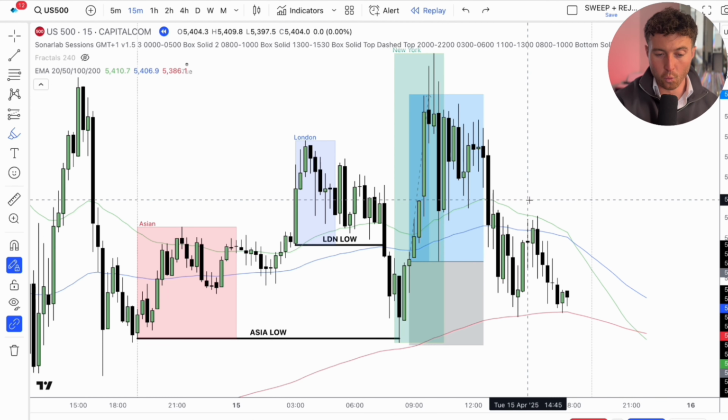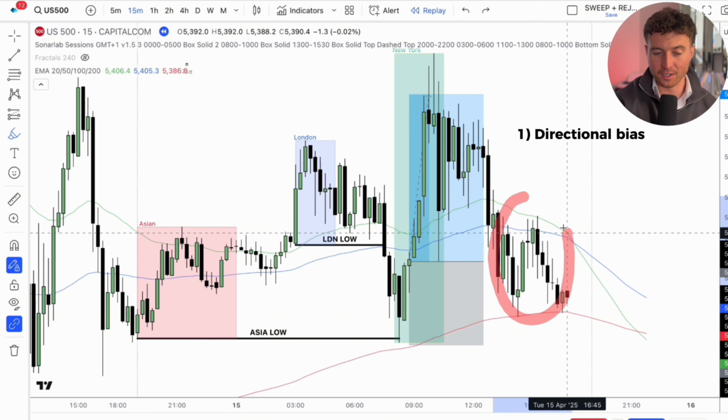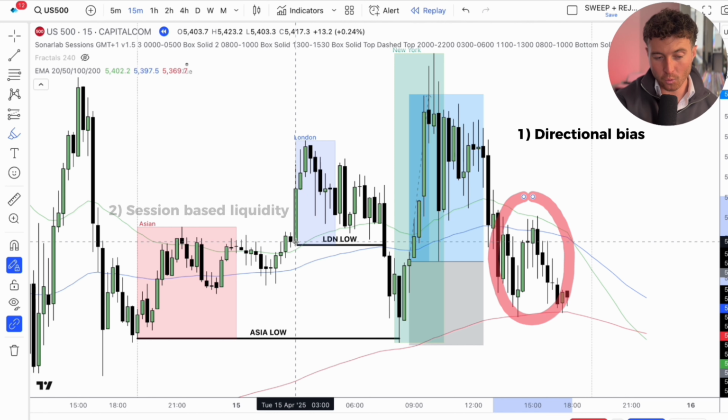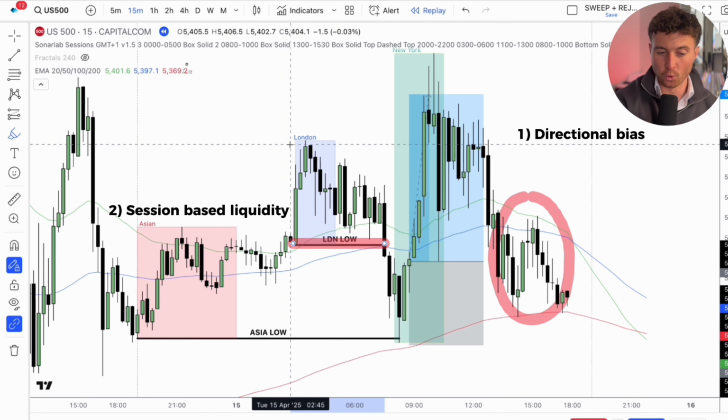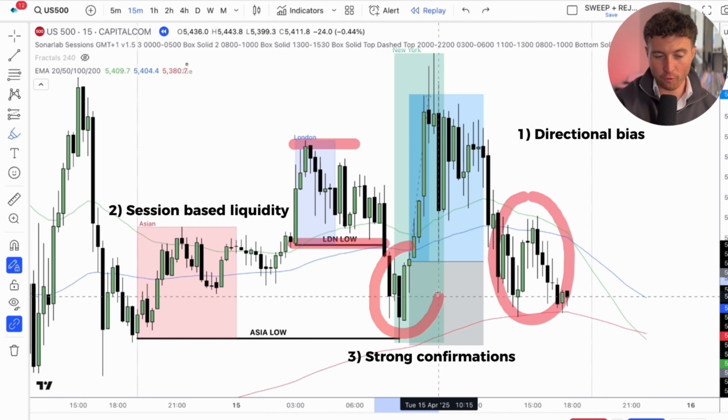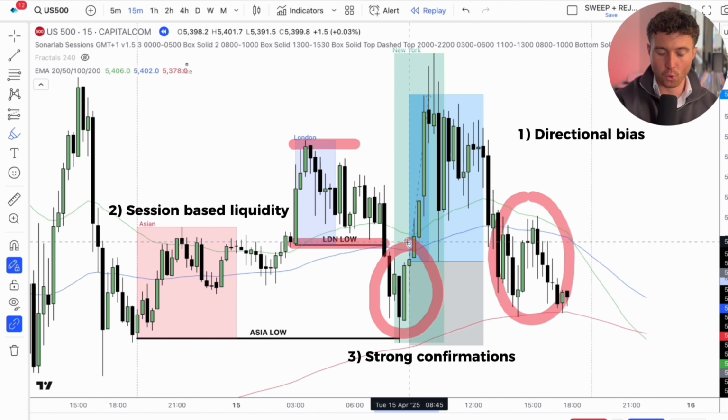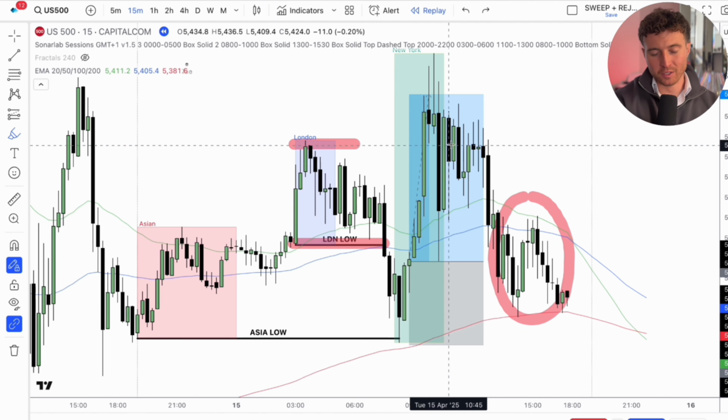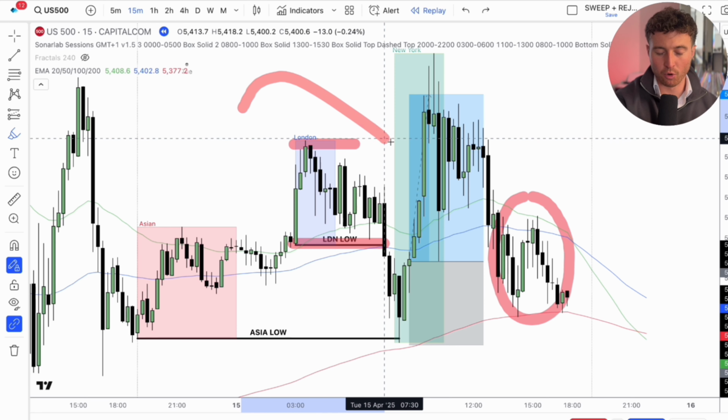So this is using 1, a directional bias using the EMAs. 2, we're using session-based liquidity. 3, we're looking for strong confirmations once we've swept liquidity. It's these 3 confluences that give you a very high probability setup.